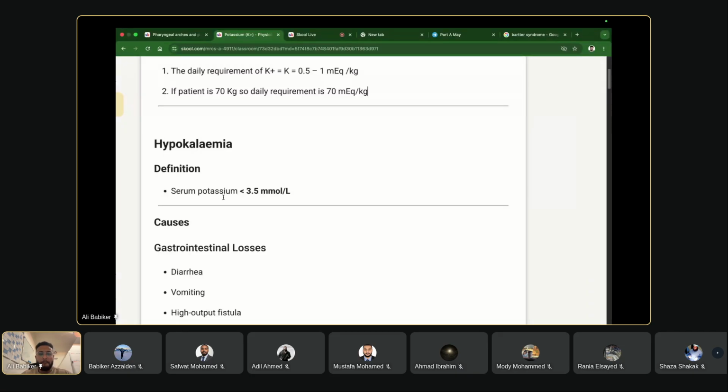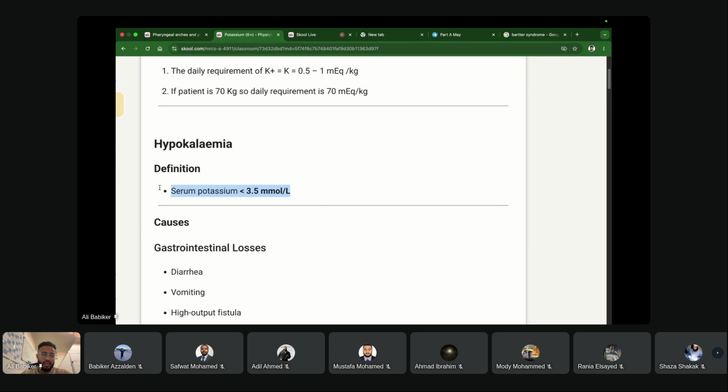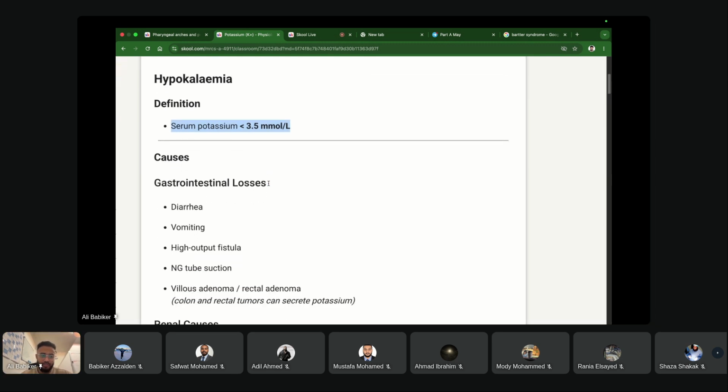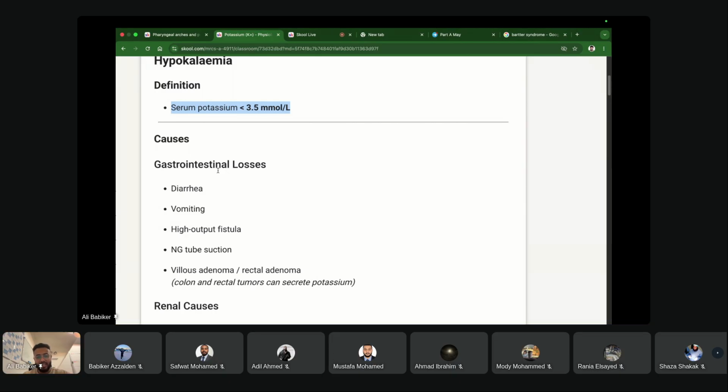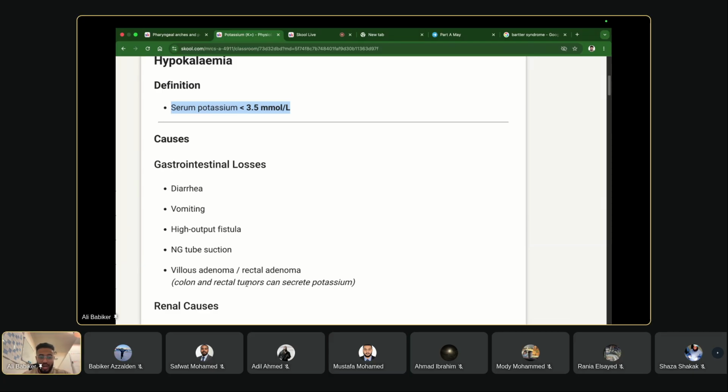Hypokalaemia is serum potassium less than 3.5 millimole per liter. That's the definition of hypokalaemia. Causes: diarrhea, vomiting, high output fistula, NG tube, villous adenoma or rectal adenoma. Why? Because colon and rectal.